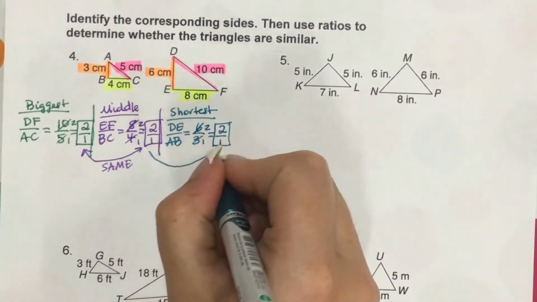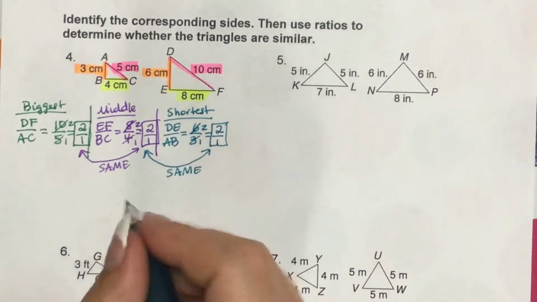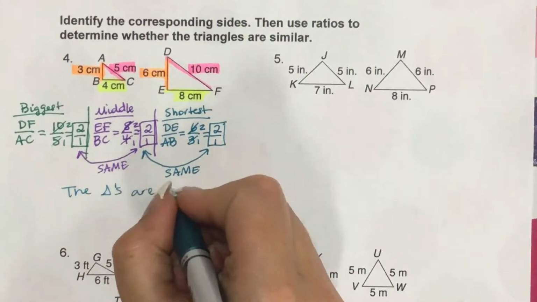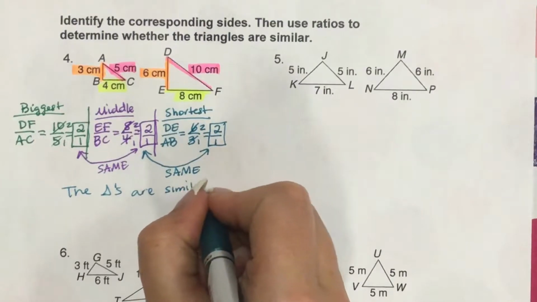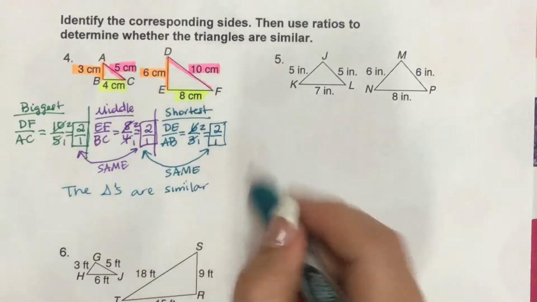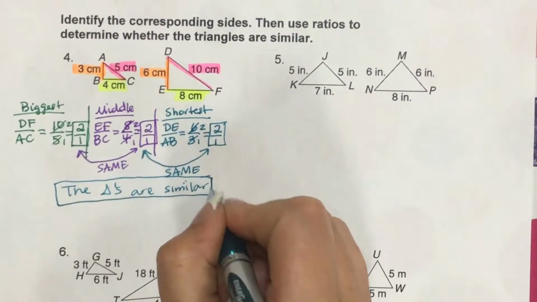And it's the same as all of them, so that means that they are proportional and that the triangles are similar. All right. You then use the ratios to determine whether, yep, they are similar. The triangles are similar. So there we go.